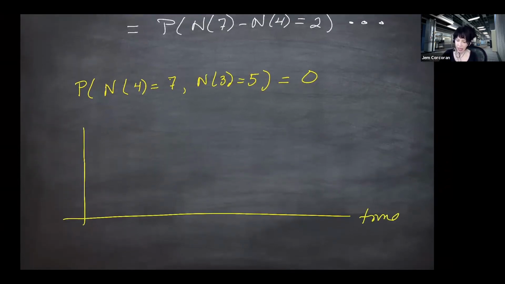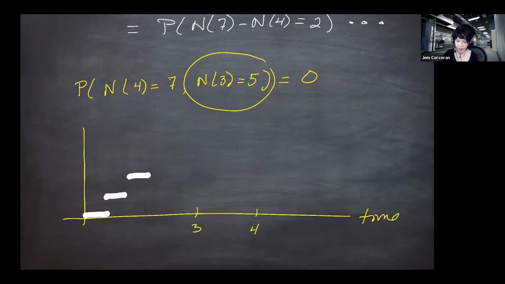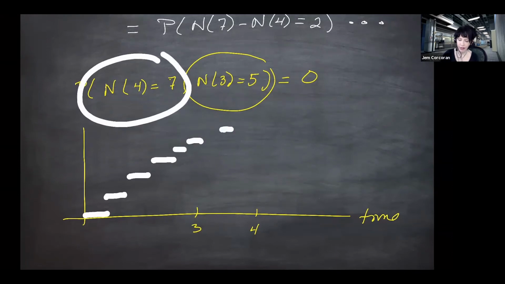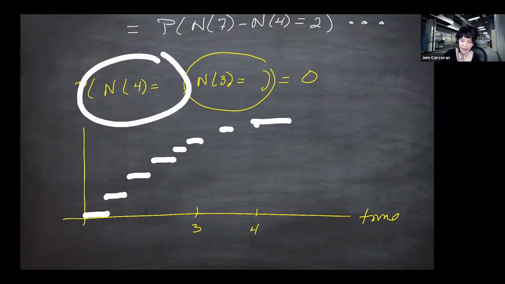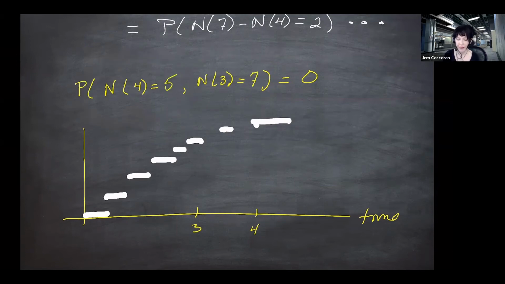so here's time, and here's some time 3 and some time 4. And so this is telling us that we've had exactly 5 arrivals by time 3. There's one arrival, 2 arrivals, 3 arrivals, 4 arrivals, 5 arrivals. And so now this other part is saying, oh, but you have a total of 7 by the time you reach 4. And no. Because if I had 7 by time 3, I can't have less by time 4. And that's why that probability is 0.